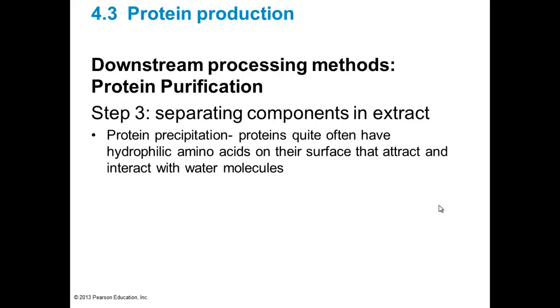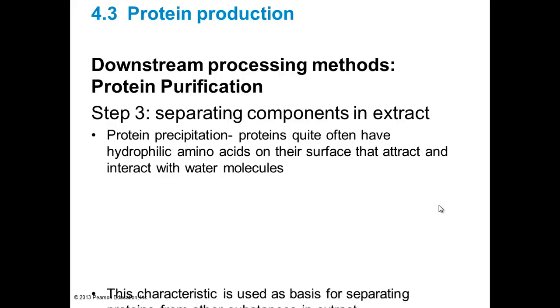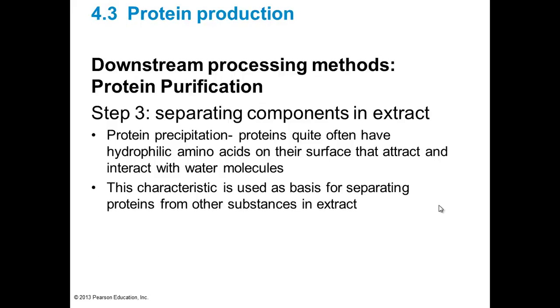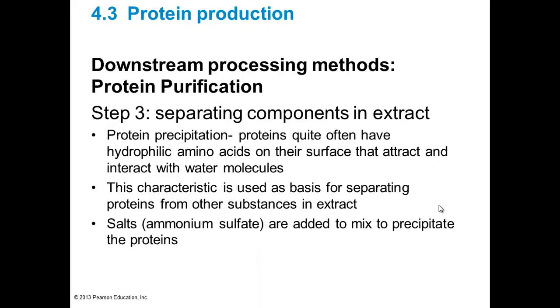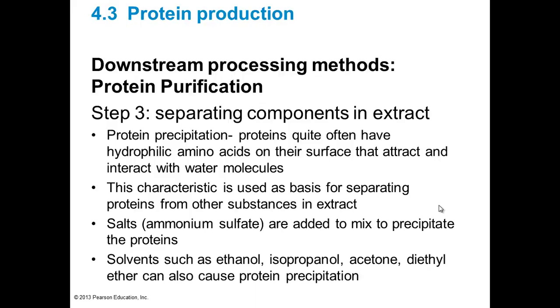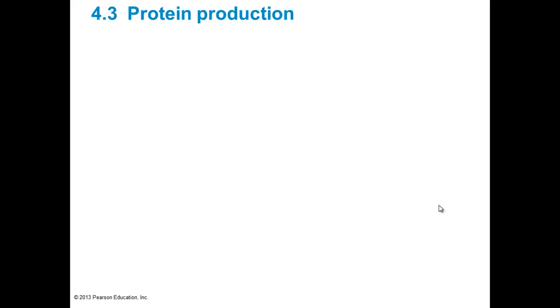So quite often the proteins are precipitated out, and using hydrophilic amino acids on their surface, they attract and interact with water. This characteristic is used as a basis for separating proteins from other substances, and you simply add ammonium sulfate. Ammonium sulfate will cause the proteins to precipitate out, and you can also use other solvents like ethanol, isopropanol, acetone, diethyl ether, and they'll also, by increasing the affinity to the water, cause the proteins to precipitate out.